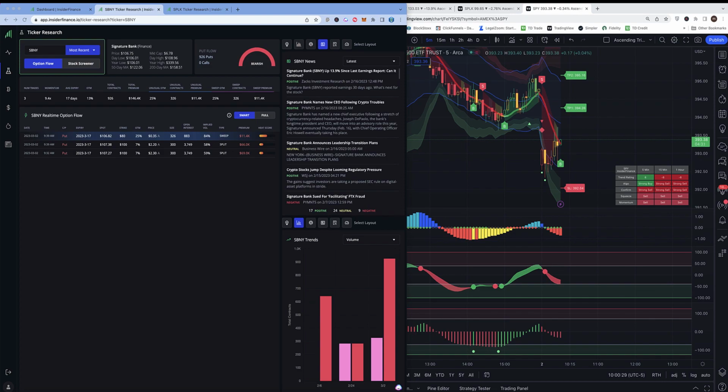Note the difference between market price here and the spot price. Market price, of course, is the current price of the ticker. Spot price is the price of the ticker at the time the order was filled.